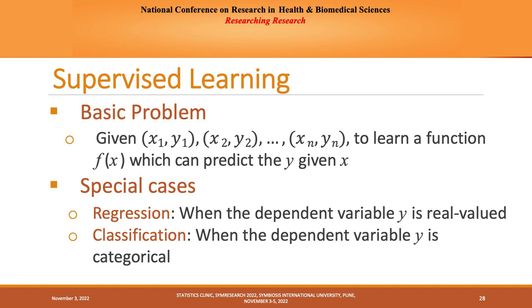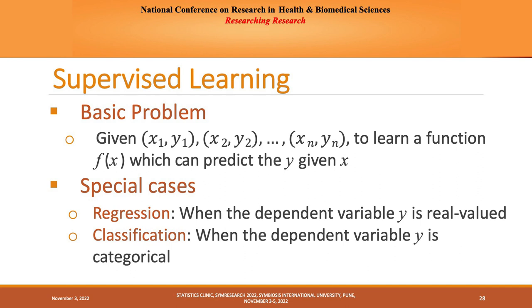Here what you actually have is a collection of data points. Each data point is represented as a pair, x1, y1, x2, y2, and so on, where the yi's represent the labels, and the xi's can be single variables or a collection of variables. So they actually are the features. The x's represent the features, the y's represent the responses, or labels, depending upon what problem we are trying to look at. And the objective is to learn a function f which can predict y given data on x. That is the basic problem in supervised learning.